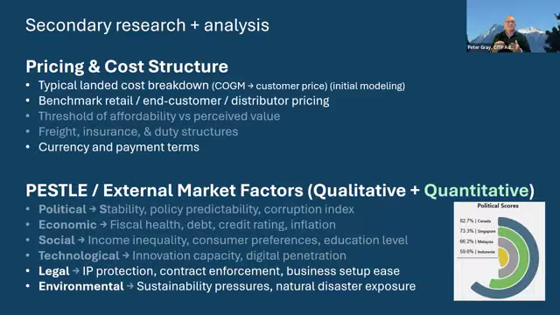We want to start doing some pricing and cost structure at this early stage. We want to really start with doing a typical landed cost breakdown from the cost of goods manufactured through the value chain to the customer price. At this point, we're just doing some initial modeling, but I think at this point we could use benchmark retail and customer and distribution pricing to serve that purpose. We want to start looking at our currency and payment terms. If you're a Canadian company, you're going to be likely trading in either US or Canadian currency. The payment terms bit I'll talk about a little bit later in the second half of the presentation.